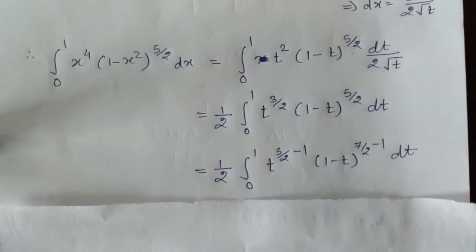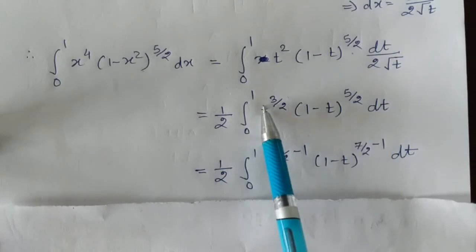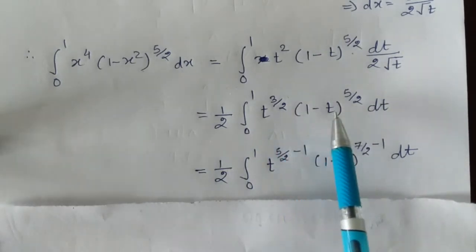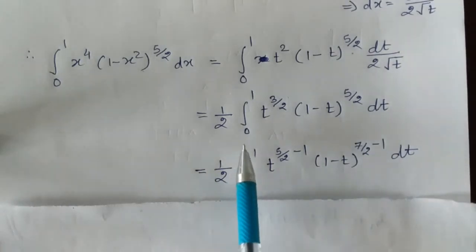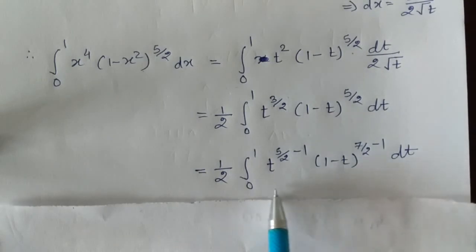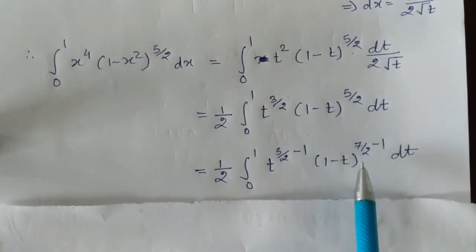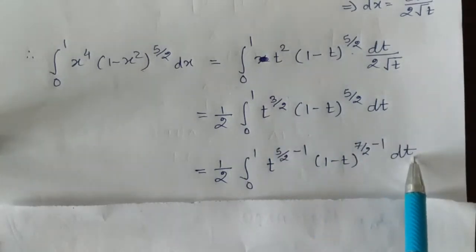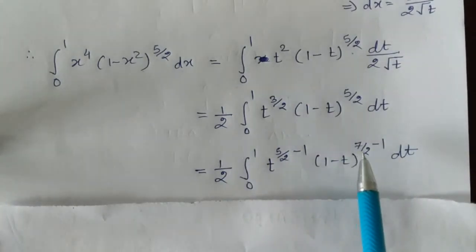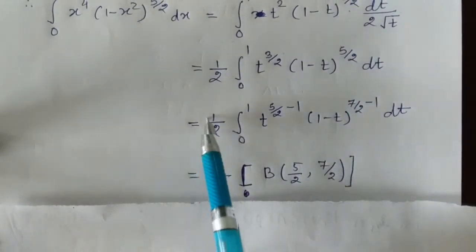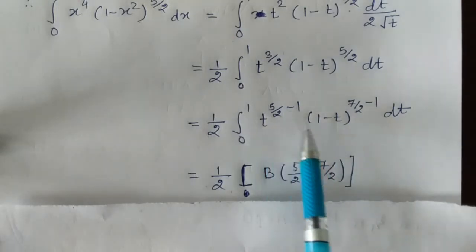1 by 2 integral 0 to 1 t power 5 by 2 minus 1 into (1 minus t) whole power 7 by 2 minus 1 dt. So this integral is in the form of beta function. Definition of beta function: 0 to 1 x power m minus 1 into (1 minus x) whole power n minus 1 dx, and the value of this integral is beta m, n. So m is 5 by 2 and n is 7 by 2. So using the definition of beta function, we write the value of this integral is 1 by 2 into beta 5 by 2 comma 7 by 2.